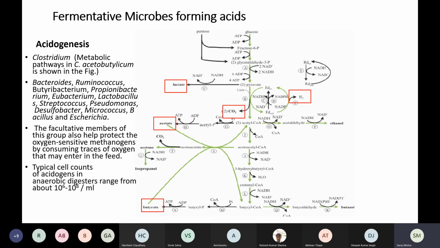So is this clear to everybody? Please remember, it's like a key of this whole topic. When you say acidogenesis, you need to understand how lactate, acetate and butyrate are being generated in the process.